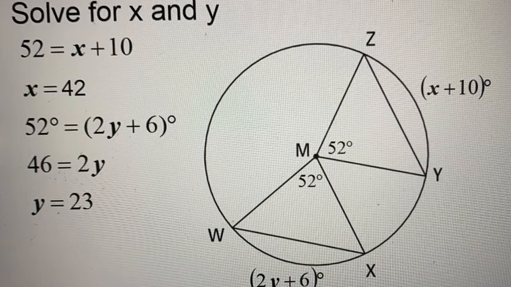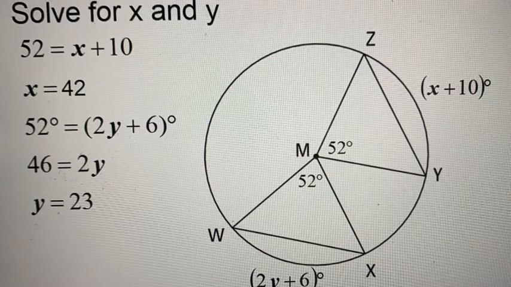Okay, well, I know that the measure of angle ZMY is 52 degrees, meaning the arc ZY is also 52 degrees. So I can set x plus 10 equal to 52, and when I solve for x, I get 42.